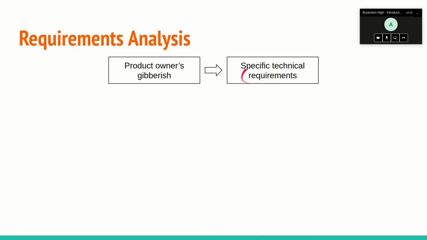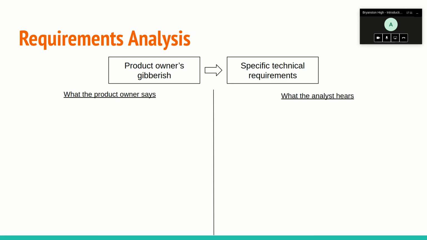And we need to translate that app idea into specific technical requirements, something that's actually creatable, something that we know when it's finished. Okay, so what I've got here is a few lines that will appear here, and they'll be what the product owner says. And on the right here, I want you guys to help me decide what the analyst should actually hear, what the analyst should know from what the product owner says.